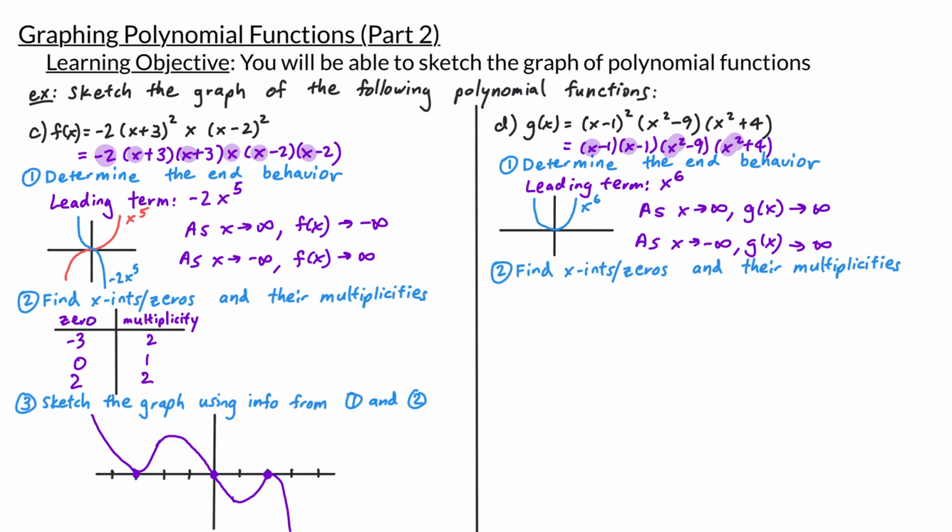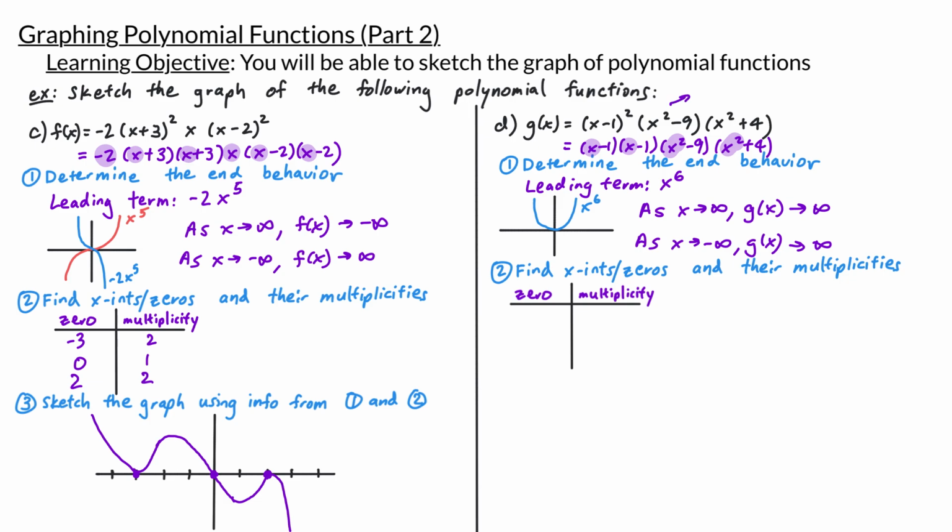Now that we have the end behavior for our function, let's move on to our second step. We want to find the x-intercepts or zeros of our function and their multiplicities. This time, however, we can't immediately use the factor theorem because looking at the factors of our polynomial, it's not all written in terms of x minus some number. We can rewrite our polynomial, though, by factoring it a little further.